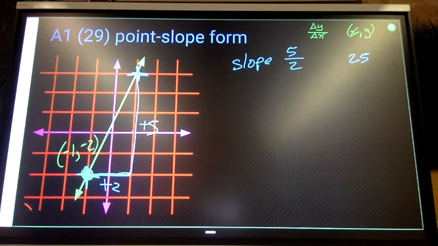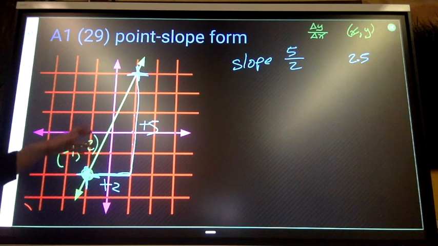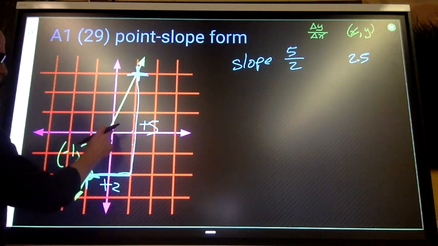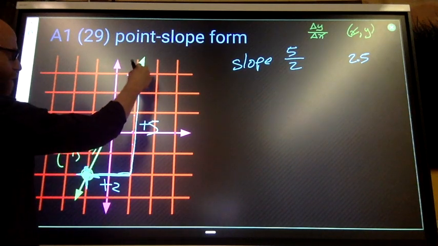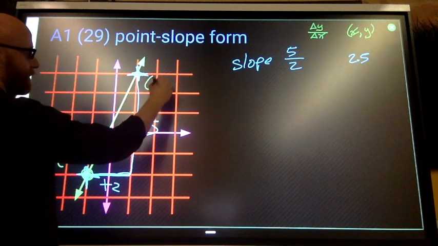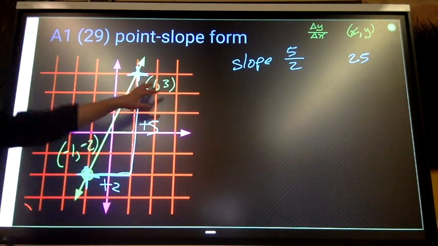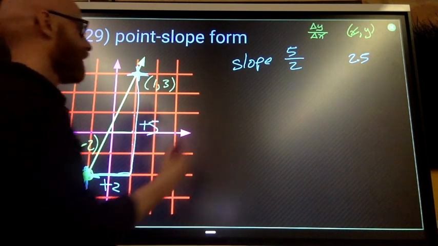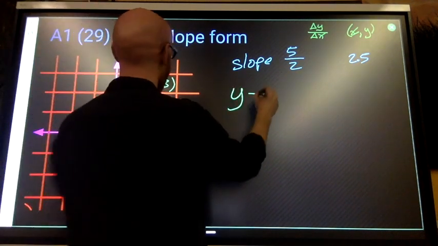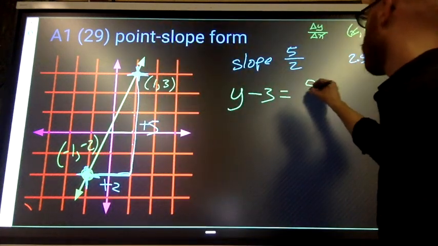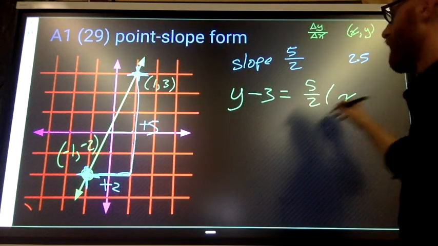Is that point? That's the one I could use, or I always like to deal with my positives. So if I do this point, I'll have all positive numbers instead. Forward 1, up 3, 1, 3. That'll probably be the easier one to use. Okay? Writing my equation, we have y minus the y value. So y minus 3 equals slope, 5/2, times x minus the x value.